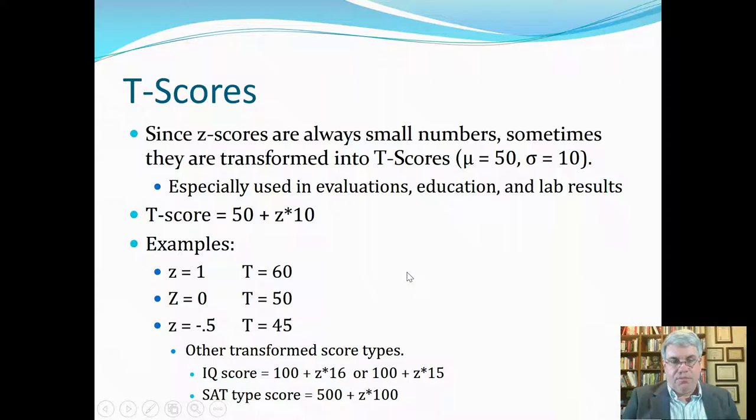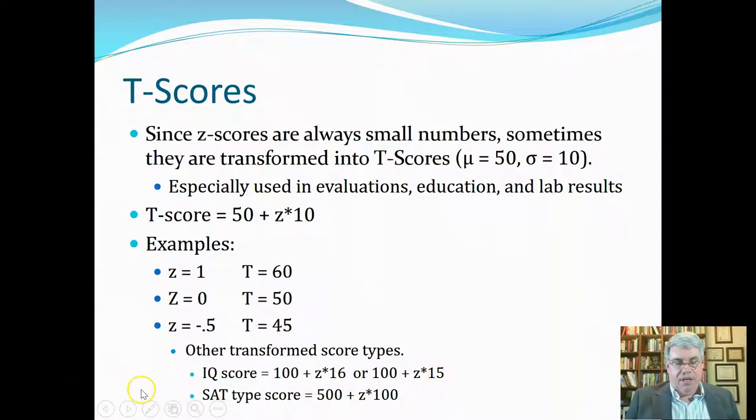Now, there are other transformed scores of this type also. An IQ score is 100 plus 16 times z, or sometimes it's 15 times z, because there are two different systems of scoring IQ. So if you have an IQ of 115, that means you're one standard deviation above the mean. If you have an IQ of 130, that means you're two standard deviations above the mean. And if you have an IQ of 85, which you probably don't if you're watching this video, using the standard deviation of 15, 85 would correspond to one standard deviation below average.